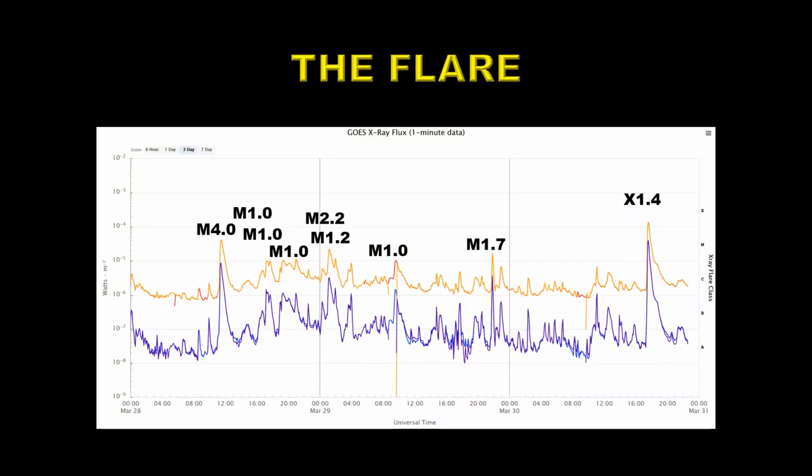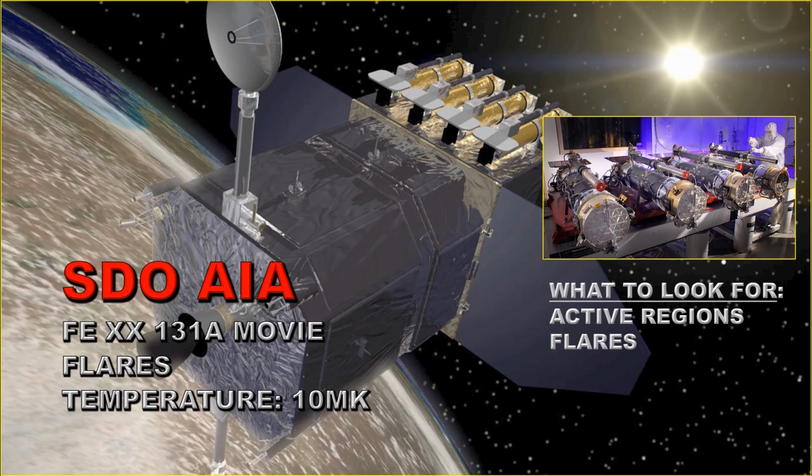You can see the X1.4 flare off to the right in this light curve from the GOES X-ray flux monitor. You can also see I've marked here the 8 M flares that occurred in the last couple of days prior to this. To see the flare in all its glory, we're going to look at the hottest channel on the AIA instrument on SDO, and that's the iron 20 line at 131 angstroms.